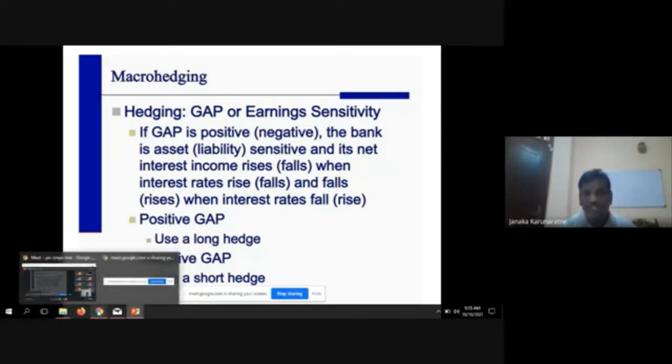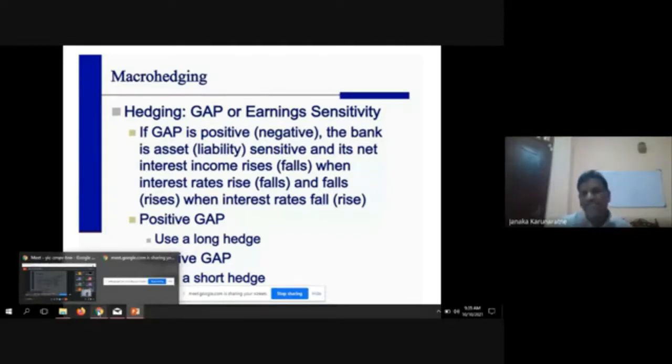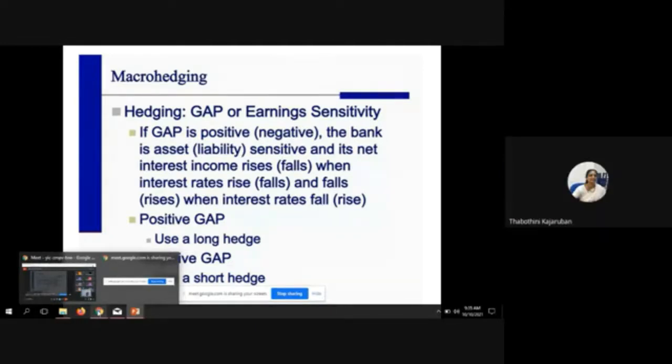What I asked was, tomorrow the U.S. Federal Reserve is going to announce they are going to raise the interest rate, the policy rate. So as bankers, what is the possible risk you see? Borrowing rates will increase. Here in Sri Lanka? In the near future, there will be an interest rate increase in the market.